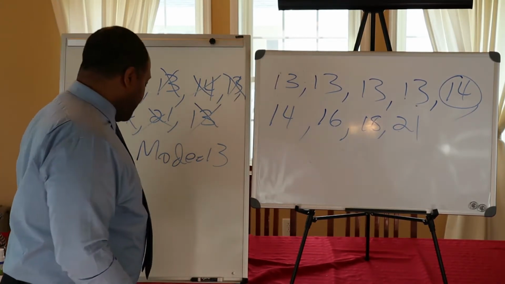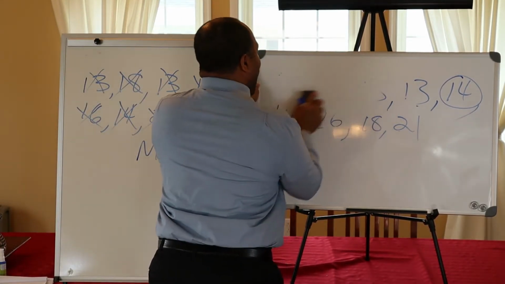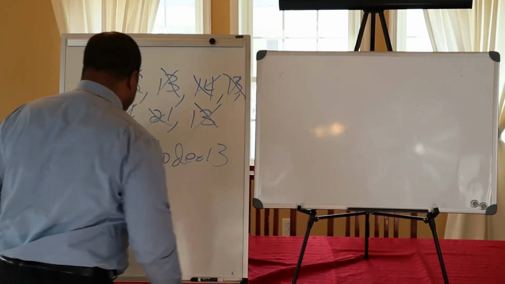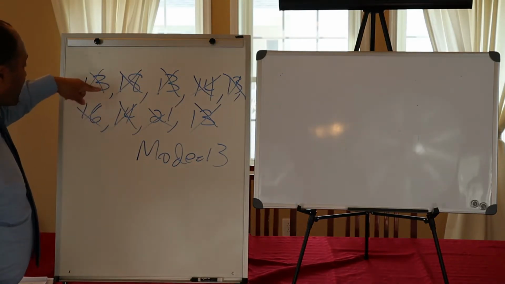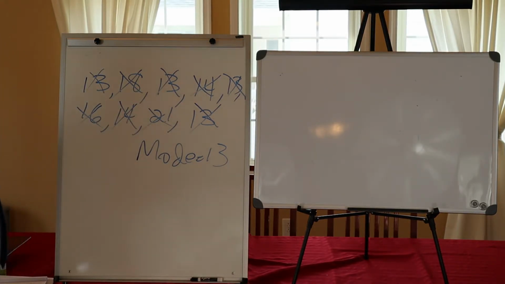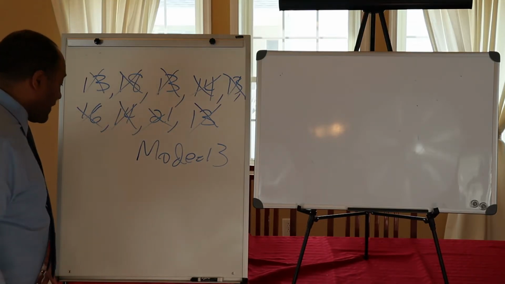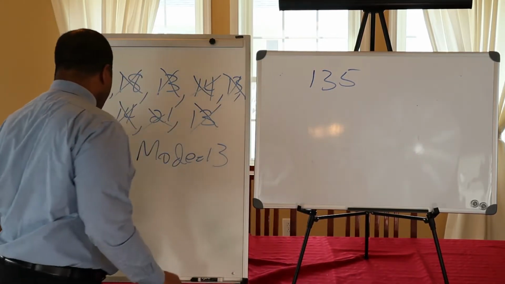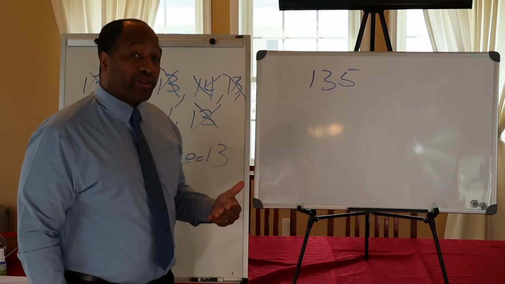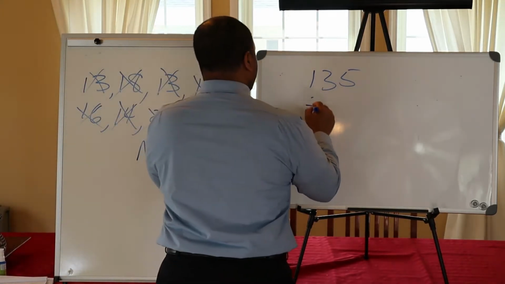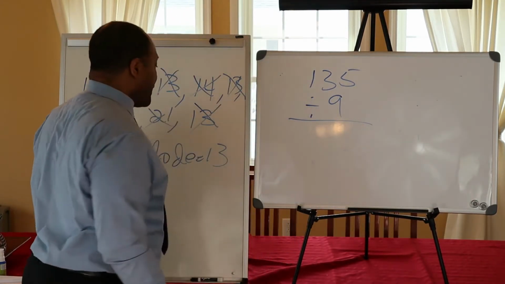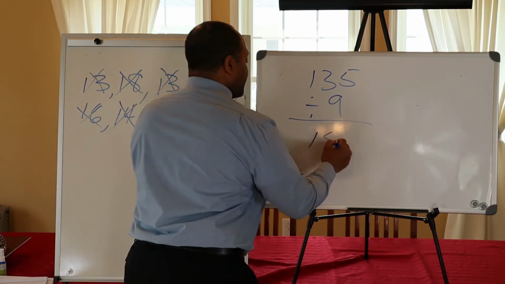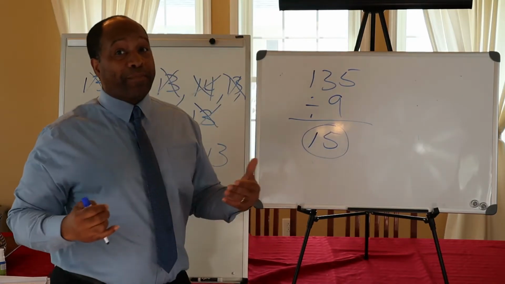Now, as far as the mean, we need to add everything up. Remember, we have a quantity of 9. So if I add everything up, 13, 18, 13, 14, 13, 16, 14, 21, and 13, that comes out to 135. Since I have 9 numbers, I'll divide that by 9, and my answer is 15. That would be my mean.